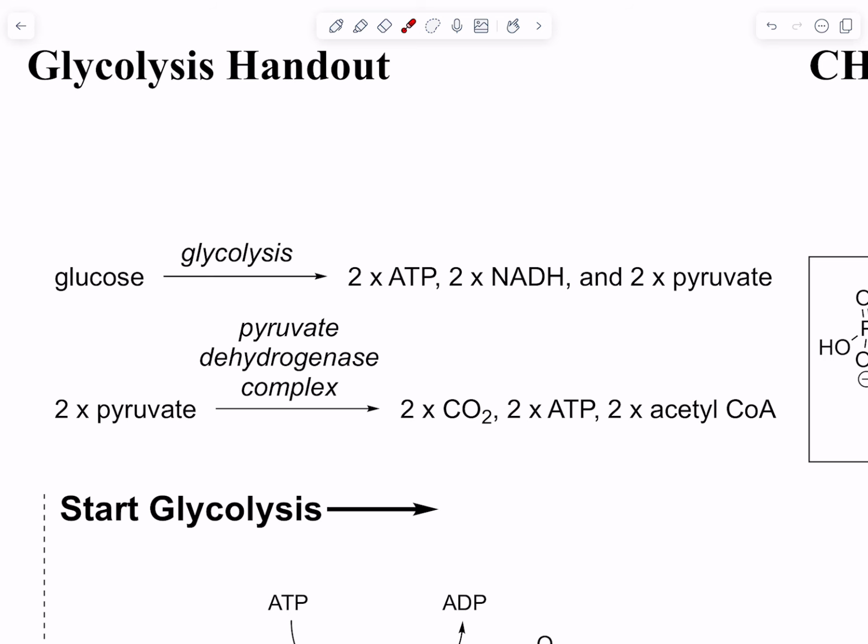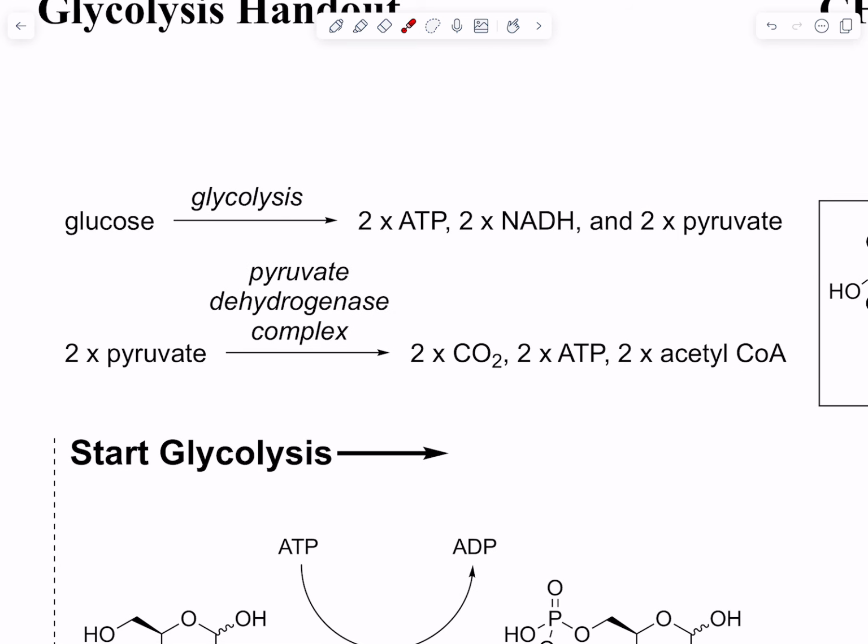But what we want to talk about is the chemistry, really the what and the how and the why that enables a molecule, glucose, which has 6 carbons, to first, in the process of glycolysis, be converted into 2 molecules that have 3 carbons each. So in glycolysis, we're going to break a glucose apart into 2 equal pieces. And in the process, we're going to make 2 molecules of ATP and 2 molecules of NADH.